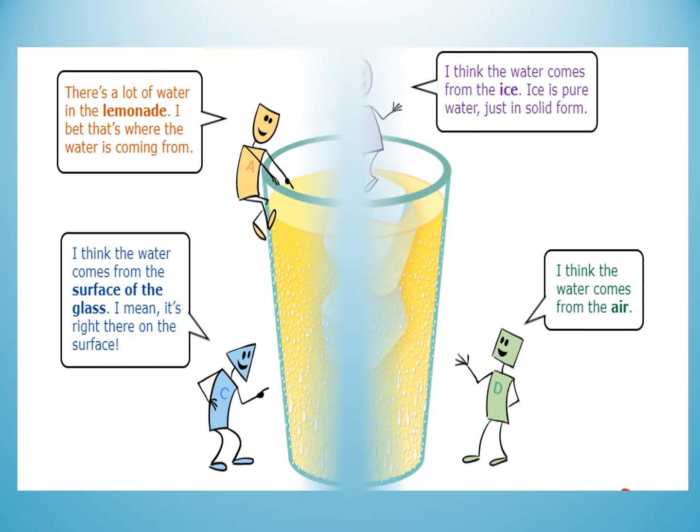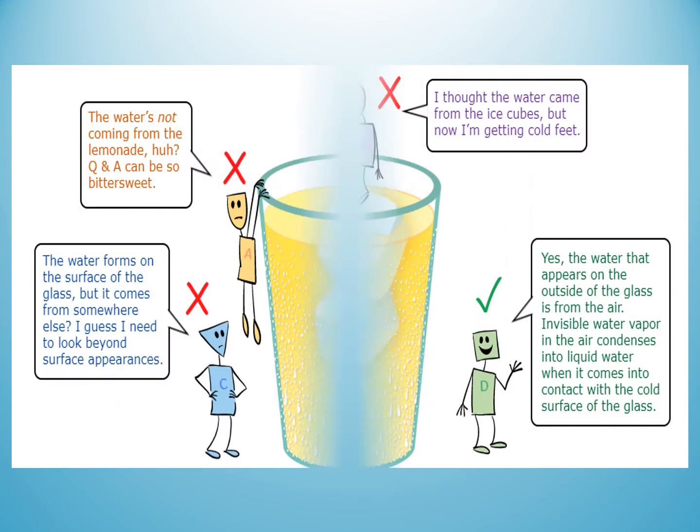Now, let's find out where the water outside of this lemonade glass comes from. For letter A, it says that there's a lot of water in the lemonade. I bet that's where the water is coming from. Letter B says, I think the water comes from the ice. Ice is pure water, just in solid form. Letter C says, I think the water comes from the surface of the glass. I mean, it's right there on the surface. And letter D says, I think the water comes from the air. What will be the correct answer?